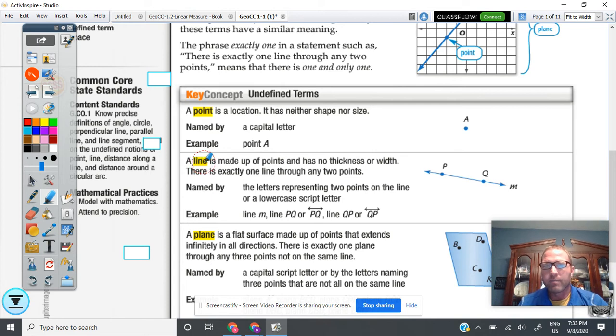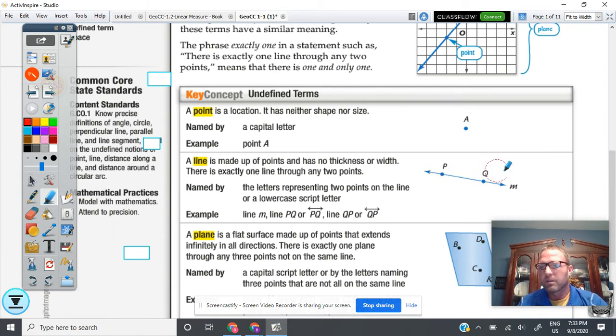A line is made up of points and has no thickness or width. Just like a point really doesn't exist, it's just a location in space, we have to use something to signify it. Same thing with a line. It's really infinitely thin. It has no thickness. How do we label it? Either with two capital letters, that's the most common way we're going to be labeling it, with the line over it. Order does not matter. You can name it QP or PQ.